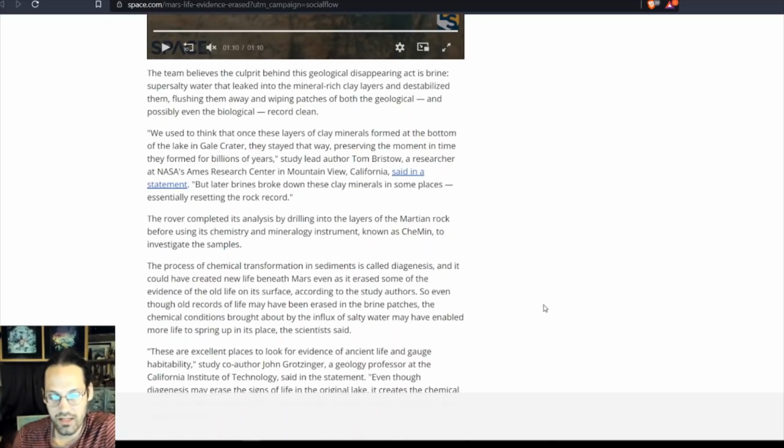The rover completed its analysis by drilling into the layers of the Martian rock before using its chemistry and mineralogy instrument, known as CheMin, to investigate the samples. The process of chemical transformation in sediments is called diagenesis, and it could have created new life beneath Mars, even as it erased some of the evidence of the old life on its surface, according to the study's authors. So even though old records of life may have been erased in the brine patches, the chemical conditions brought about by the influx of salty water may have enabled more life to spring up in its place, the scientists said.